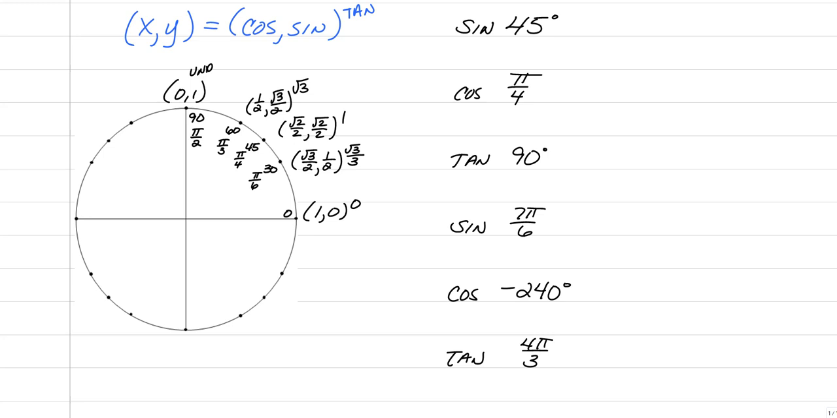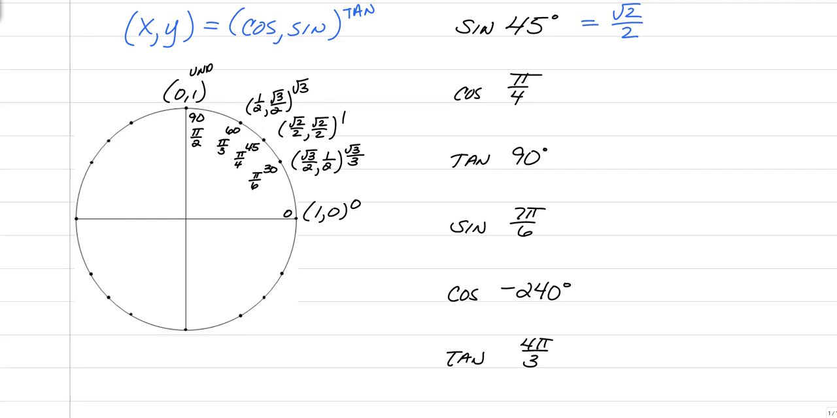So the first one is the sine of 45. So we're going to go over here to the sine of 45. And sine is the y coordinate. So the sine of 45 is just equal to the square root of 2 over 2. And you're done.